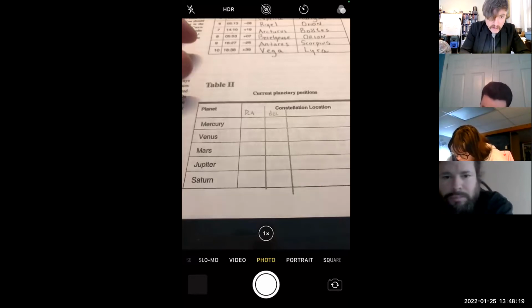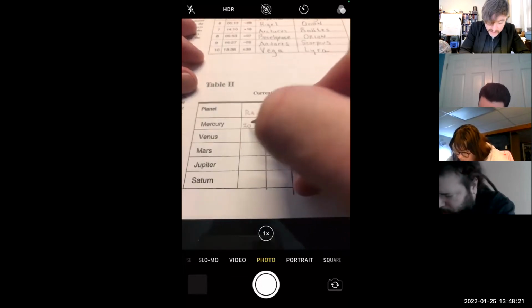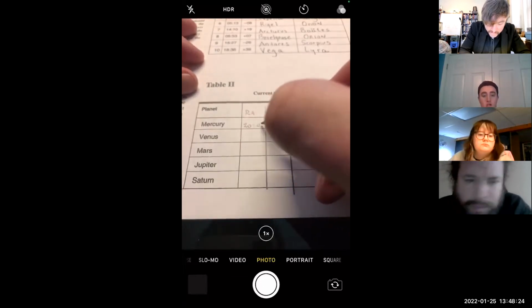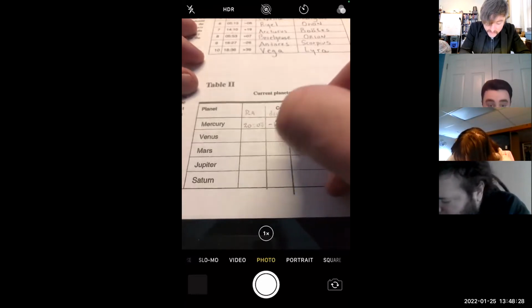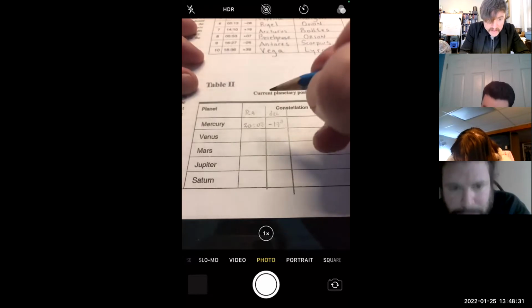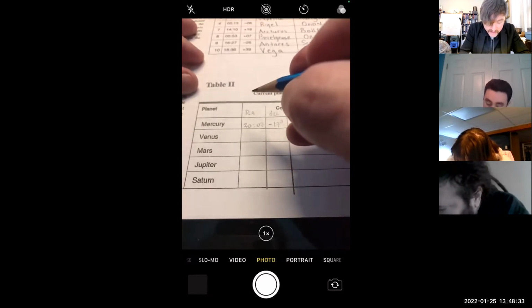So for Mercury, our right ascension is 20 hours and 7 minutes. The declination is negative 17 degrees. Venus is 1847.